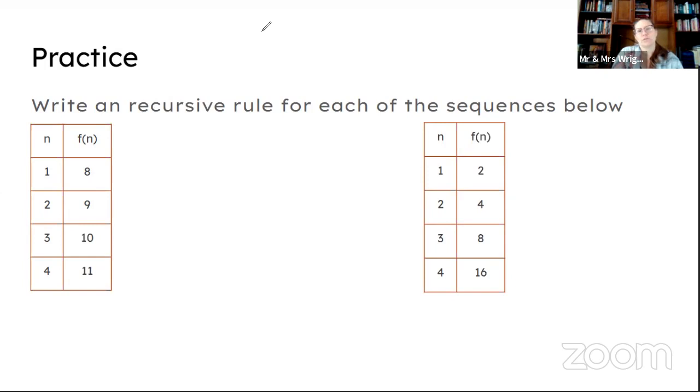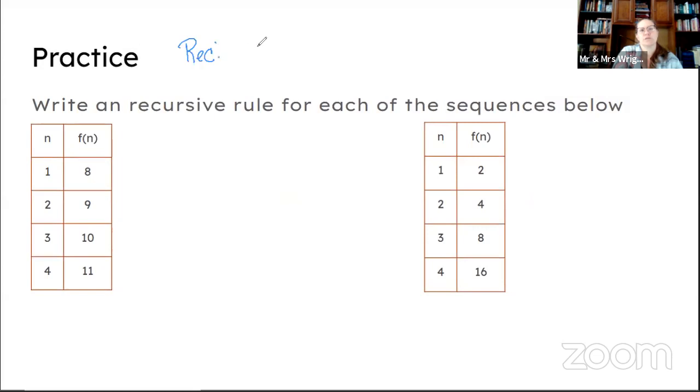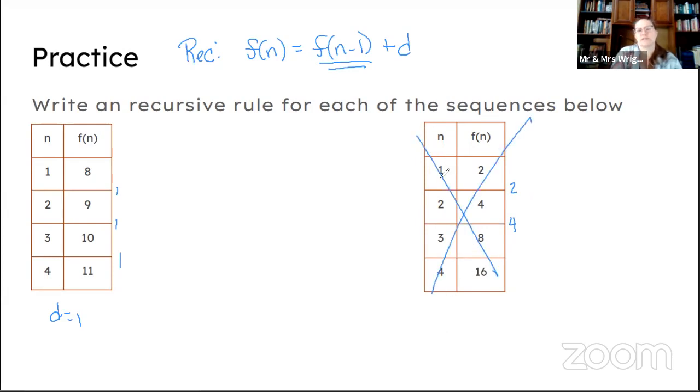It says write the recursive rule for each of the sequences below. So the first thing we need to remember is, what is the recursive rule? Well, the recursive rule is f of n is f of n minus 1, which means previous term, plus d, plus the difference. So I need to know what the difference is before I can really continue. 8 to 9, difference is 1. 9 to 10, 1. 10 to 11, 1. D equals 1. Here, 2 to 4 is 2. 4 to 8, 4, 5, 6, 7, 8. That's 4. 8, 9, 10. There is no common difference. This is not an arithmetic sequence.